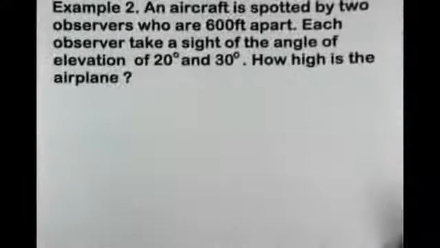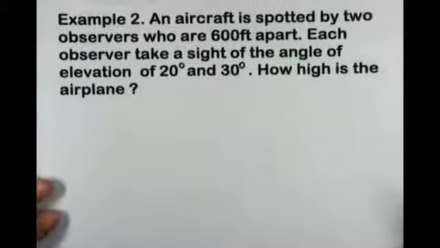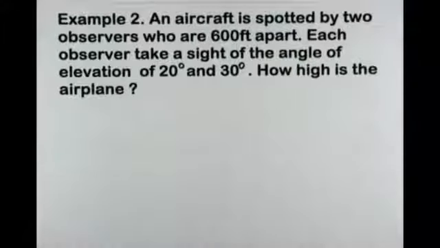And now we have example 2. An aircraft is spotted by 2 observers who are 600 feet apart. Each observer takes a sight of the angle of elevation of 20 degrees and 30 degrees respectively. How high is the airplane?